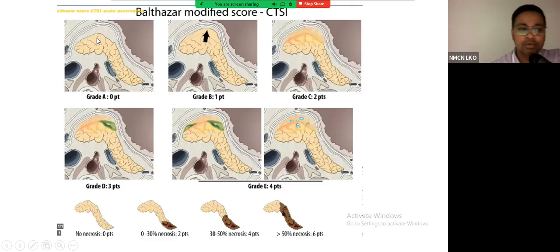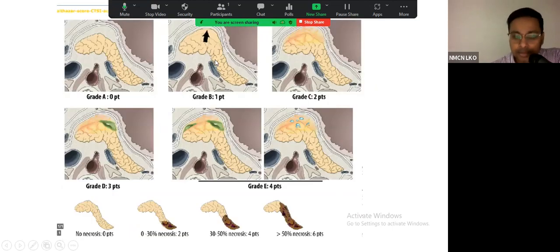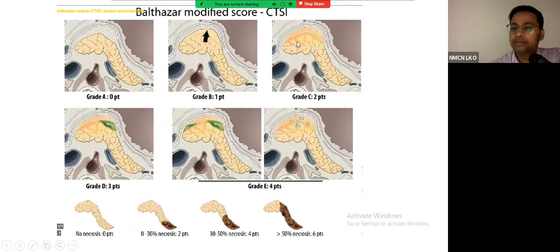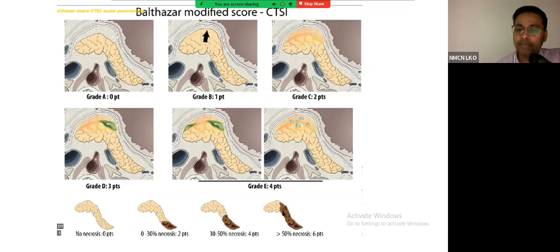In the grade 0 is the normal parenchyma. Then grade B, there is an enlargement of the pancreas. Grade C, peripancreatic inflammation. Grade D, there is a fluid collection. Grade E, that is 4 points, there are multiple collections, or there is presence of gas within the pancreas.